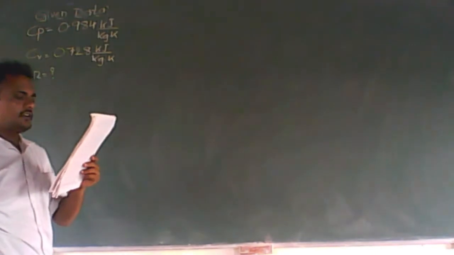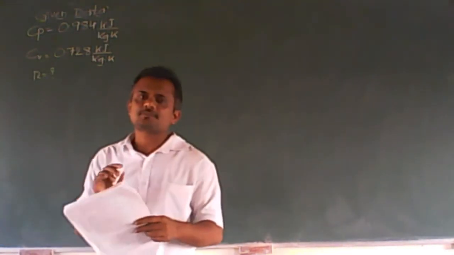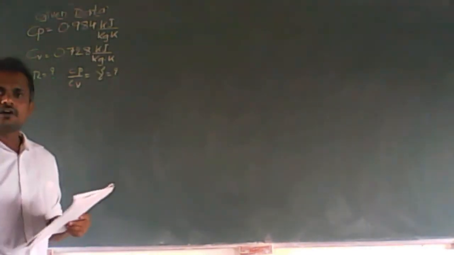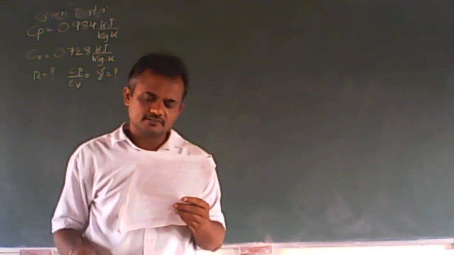Find the values of characteristic gas constant R. We can call the characteristic gas constant R, which is unknown, and the ratio of specific heats. As I said, the ratio of specific heats means Cp by Cv. Cp divided by Cv we can take as gamma, which is also unknown to us.